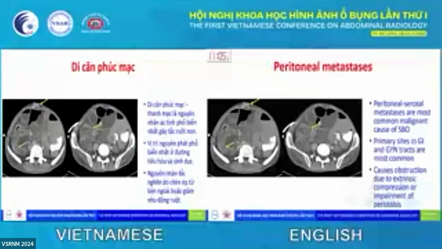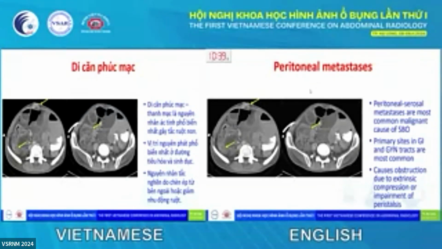Okay, we move on to one more cause of external or extrinsic causes of small bowel obstruction. That is due to peritoneal metastases. And peritoneal serosal metastases are one of the more common malignant causes of small bowel obstruction. Primary sites of the tumor usually could come from the gastrointestinal tract or gynecological tracts. And the cause of the obstruction could be due to extrinsic compression or impairment of peristalsis.